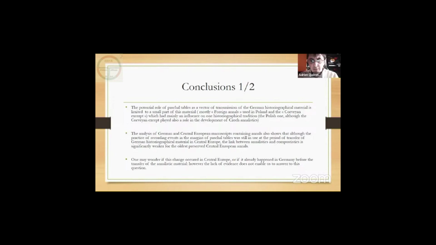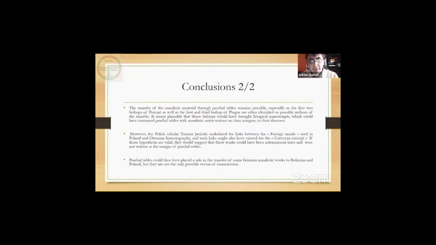The analysis of German and Central European manuscripts containing annals also shows that although the practice of recording events in the margin of Paschal tables was still in use at the period of transfer of German historiographical material to Central Europe, the link between annalistics and computistics is significantly weaker for the oldest preserved Central European annals. One may wonder if this change occurred in Central Europe or if it already happened in Germany before the transfer of the annalistic material. However, the lack of evidence does not enable us to answer this question.